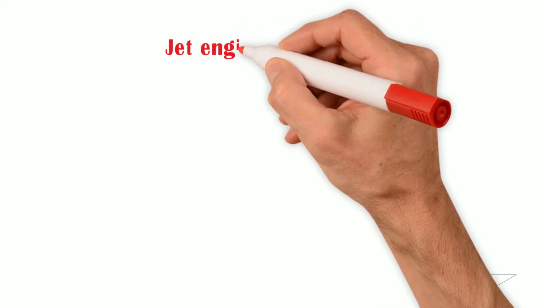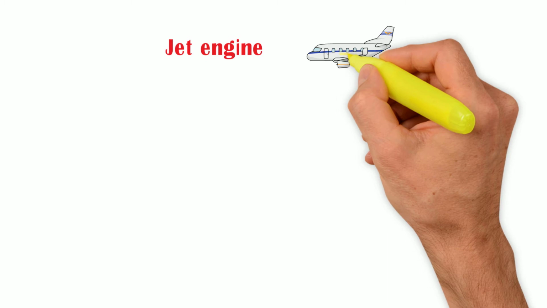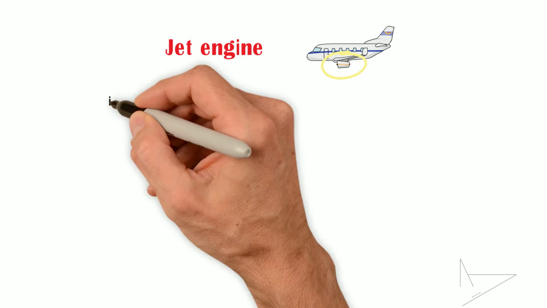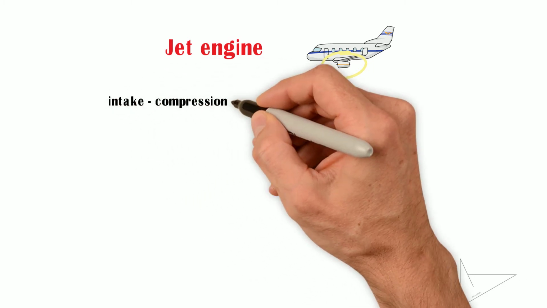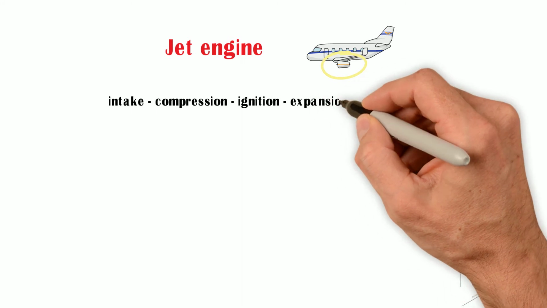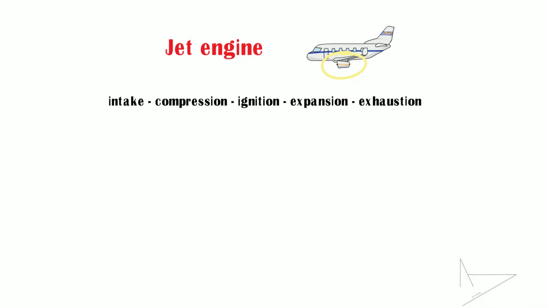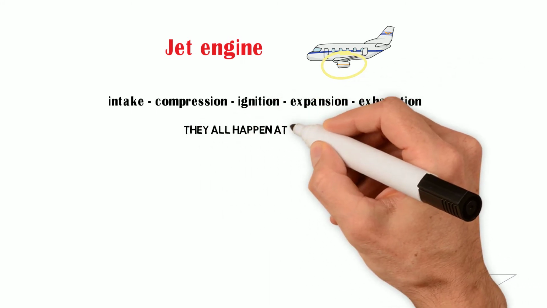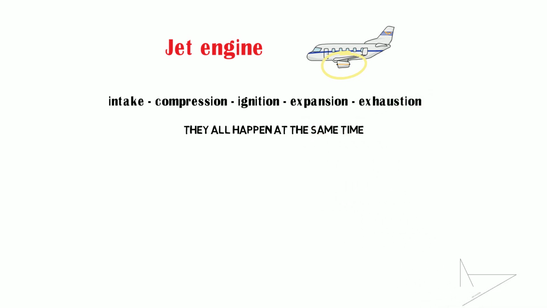Jet engine. When you think of the engine of an airplane, a jet engine is probably what comes to mind first. It's what we see fitted on airliners. They're an enclosed type of engine that blows a jet of high-speed air. A jet engine works similarly to a piston engine in the sense that the stages are exactly the same: intake, compression, ignition, expansion, and exhaustion. However, in a jet engine, they all happen at the same time in different areas.